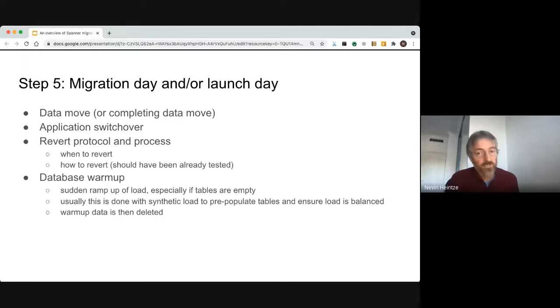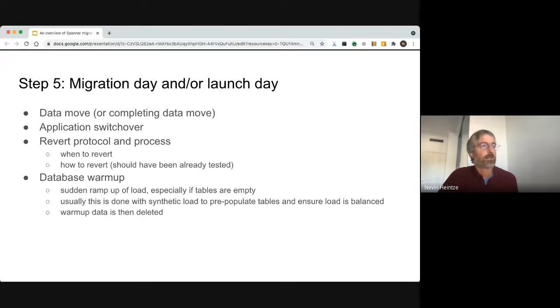So to address this, we need to warm up the tables. Typically, this is done by pre-populating the tables with synthetic data and adding load to stimulate Spanner's load balancing mechanisms. And then the synthetic data can be deleted. Now, if a database is already populated with data as part of a data migration, then warm-up is usually not needed because there are already enough splits and enough warm-up of the database because of the load of the data.